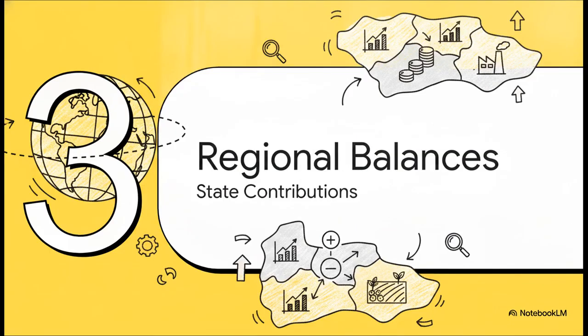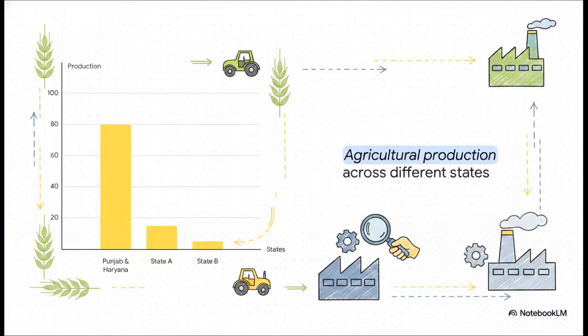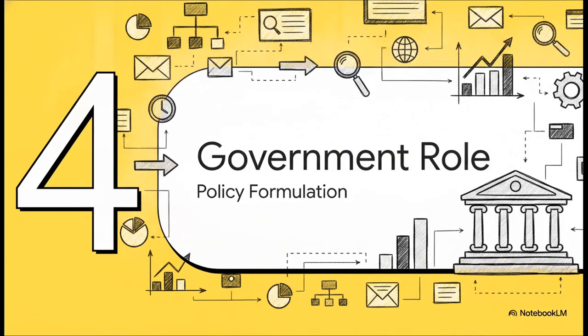Okay, panning out for step 3, mapping regional balances. When we map this out and chart state-wise contributions, glaring regional imbalances become instantly visible. For example, statistics show us exactly the massive agricultural production generated in states like Punjab and Haryana, especially when compared to the much smaller contributions of other states. And the exact same thing goes for tracking the share of different states in a country's industrial production. This data is absolutely crucial because it highlights exactly where wealth and production are concentrated and exactly where development is lagging behind.